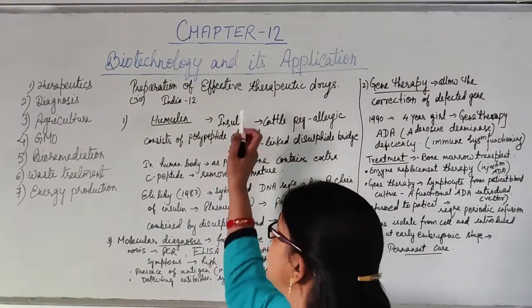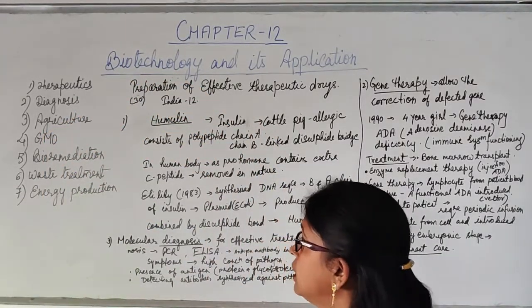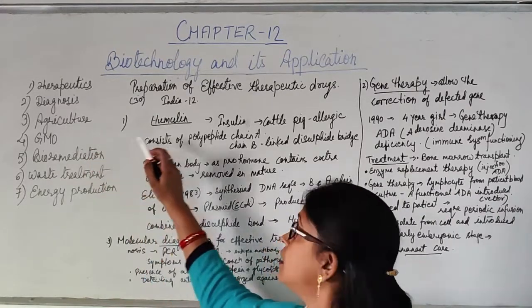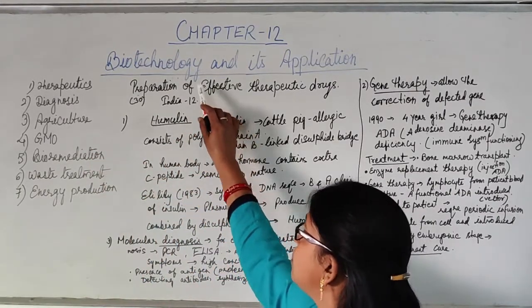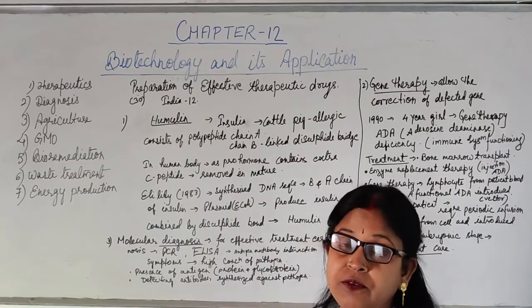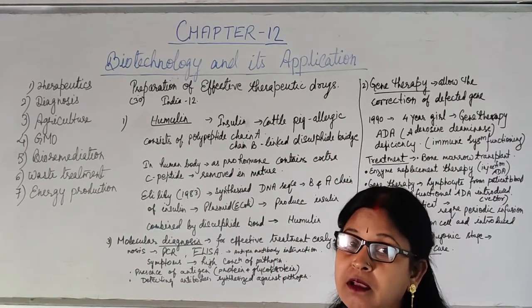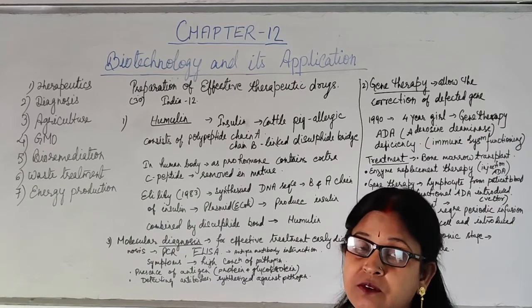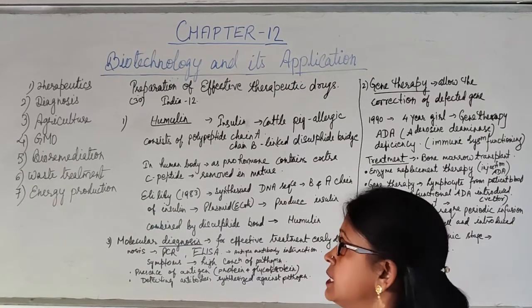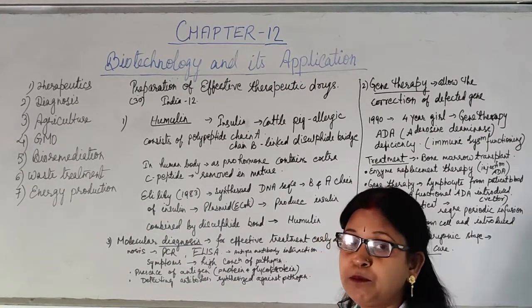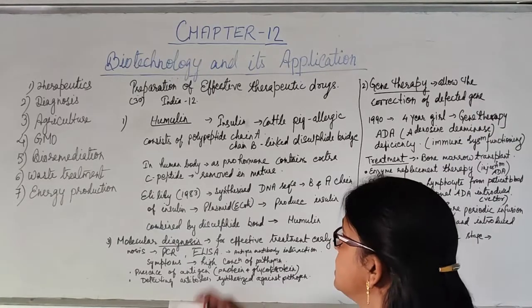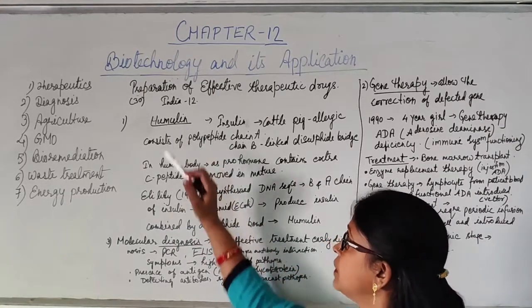Use of rDNA technology in the field of agriculture. Now we'll start preparation of this biotechnological use in the field of medicine, then the diagnosis of different types of disorders, disease, etc. Now, one example of this rDNA technology is preparation of humulene.